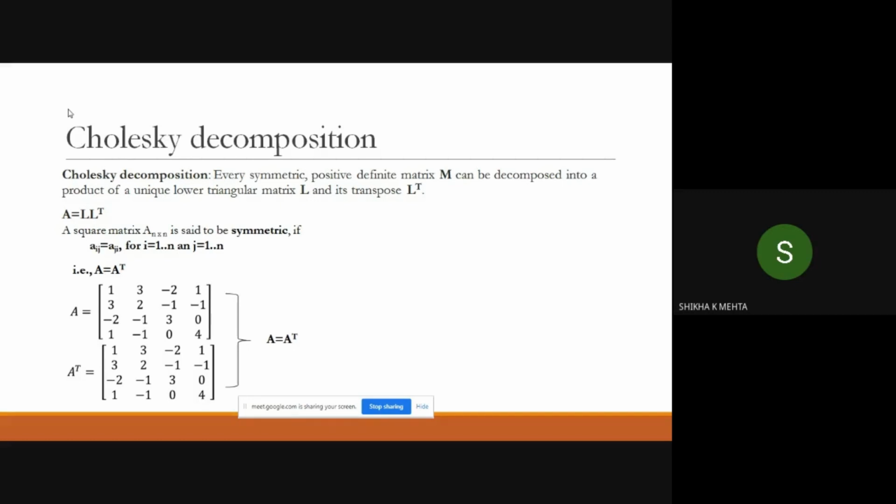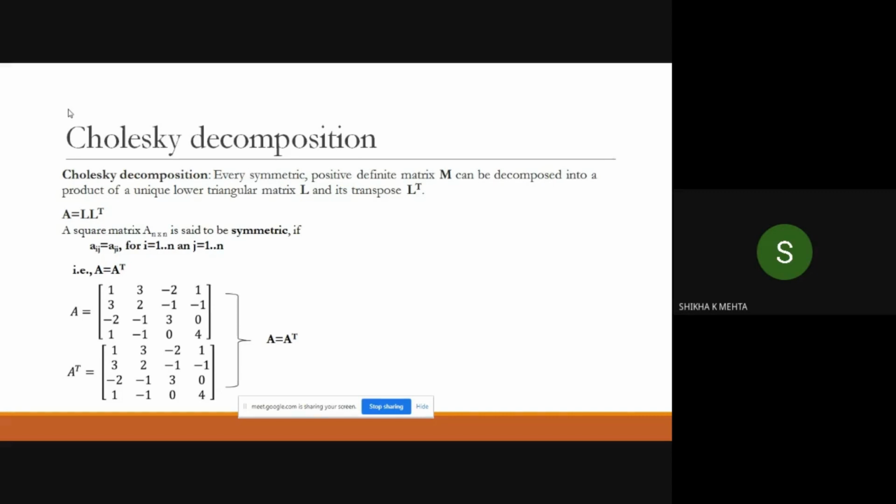So when we have a matrix that is symmetric and positive definite, it can be decomposed into a product of a unique lower triangular matrix that we call L, and its transpose that we write as L^T. So A is a matrix, and we convert that matrix into its lower triangular matrix and its transpose. First you see the symmetric: a square matrix A of size n by n is said to be symmetric if Aij is equal to Aji.